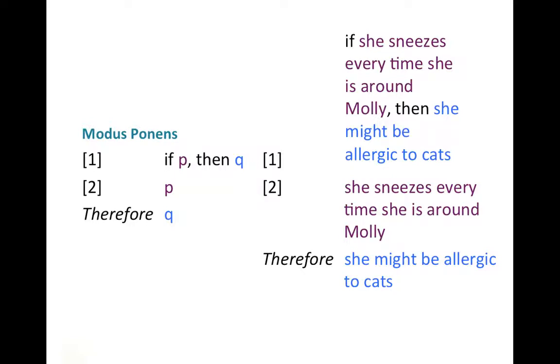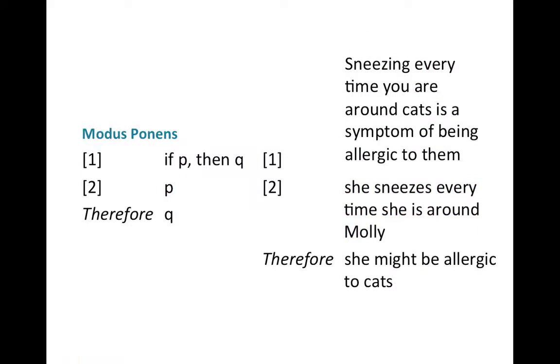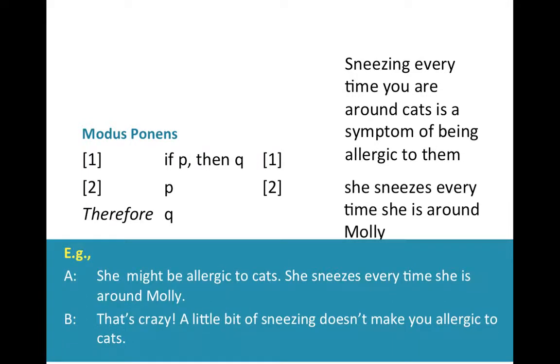So what we can do is replace the if P then Q by means of a more general utterance like sneezing every time you are around cats is a symptom of being allergic to them. Now this shows actually that B, in this example, misrepresents this unexpressed premise of A a little bit. He says a little bit of sneezing doesn't make you allergic to cats.